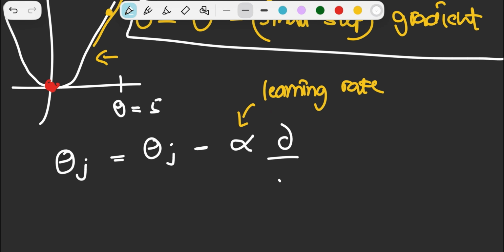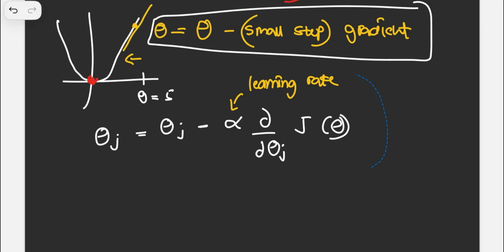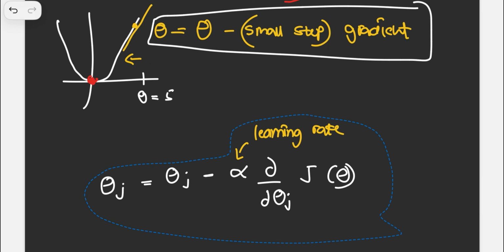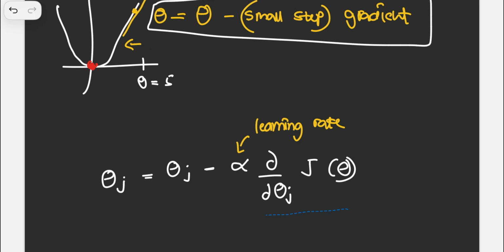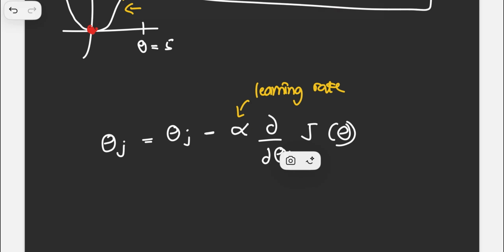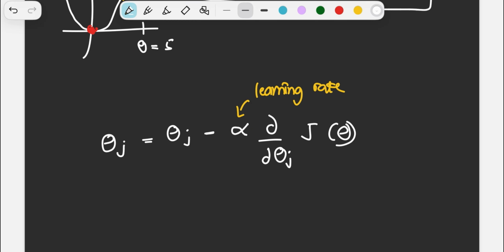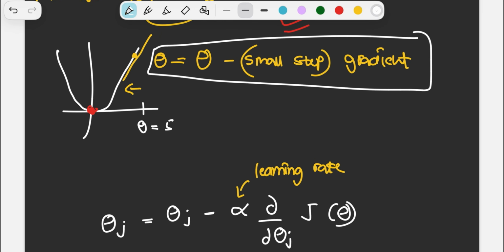So this is what we call the partial derivative with respect to theta for J of theta. Now, I understand some of you haven't done calculus before watching this video, so we're going to explain what this means. I think I can make you understand partial derivatives. Instead of just saying the gradient, we're going to say the partial derivative with respect to theta.